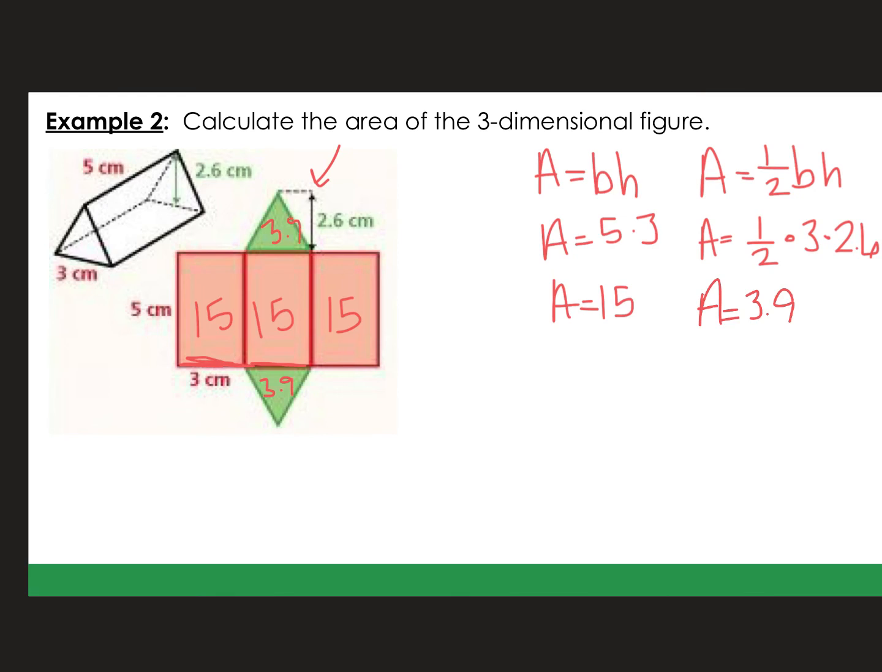So now we need to add them all up to find the total surface area. So 15 added together 3 times plus the 3.9 twice because we have 2 ends that we folded down. Which equals 52.8, and our units are centimeters squared.